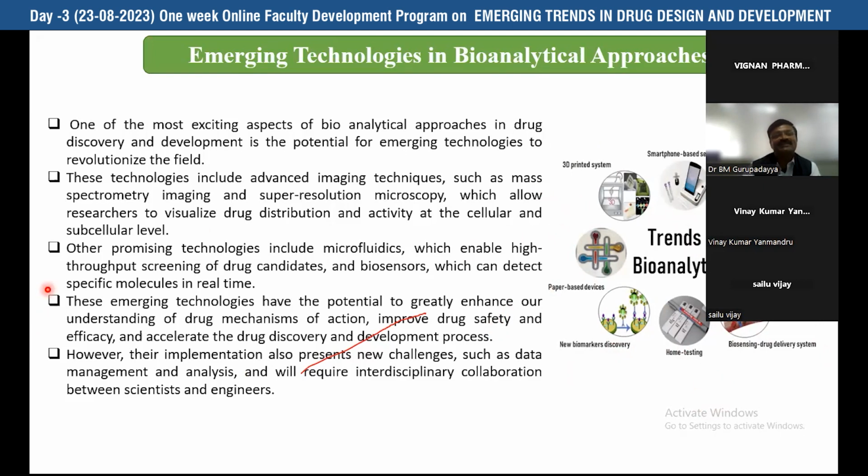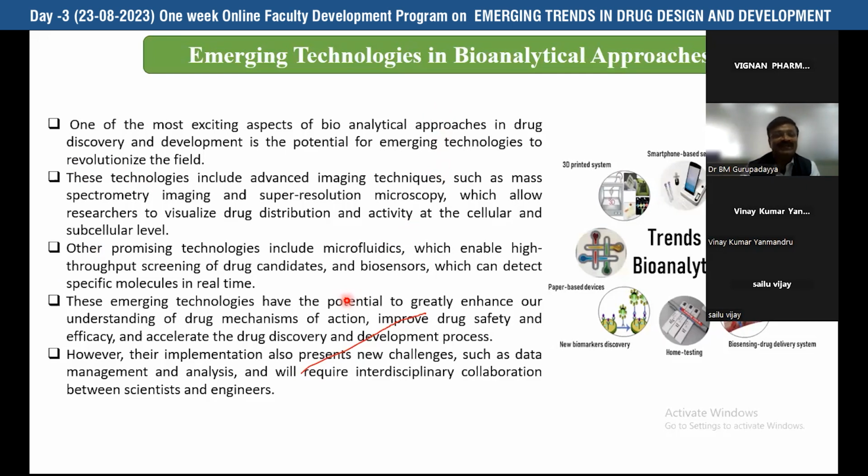One of the most exciting aspects for the bioanalytical approaches in drug discovery and development is the potential for emerging technologies to reevaluate this particular field. So there is an improvisation that has happened in the analytical approach also. These technologies include imaging techniques, such as super resolution microscopy, to visualize the drug distribution effectively and activity at the cellular and subcellular level. In that way, the new technologies are helpful for identification and quantification in a better way. Okay.